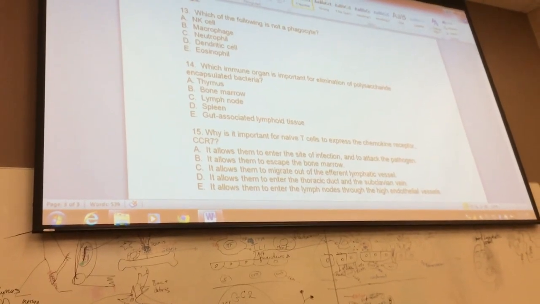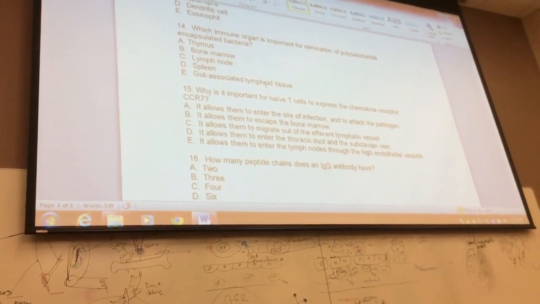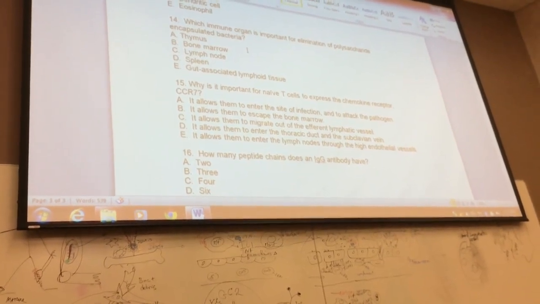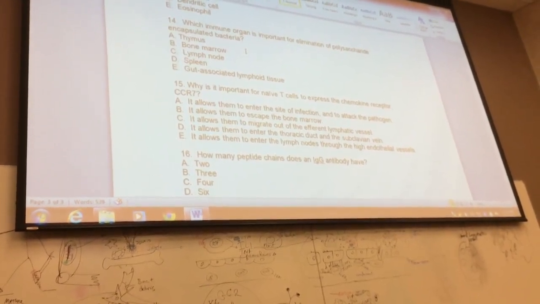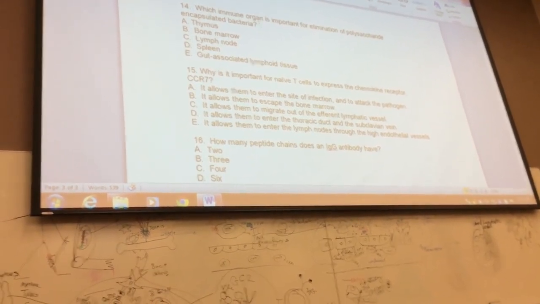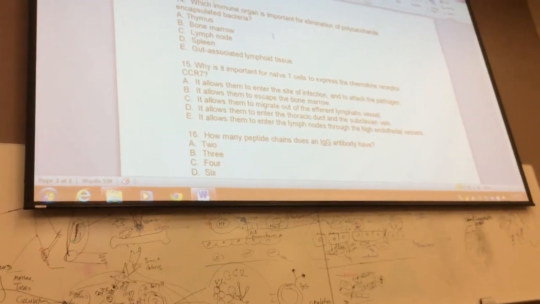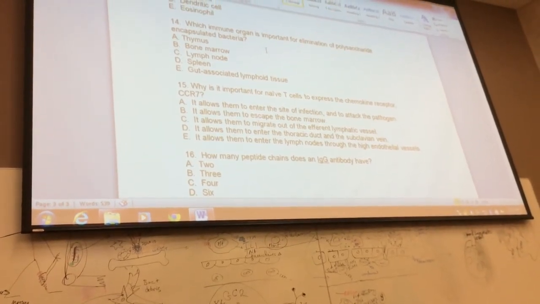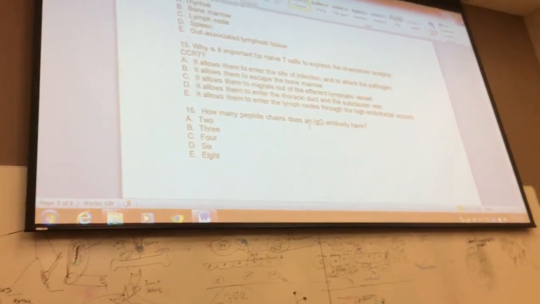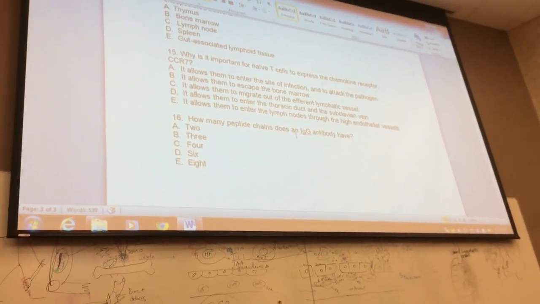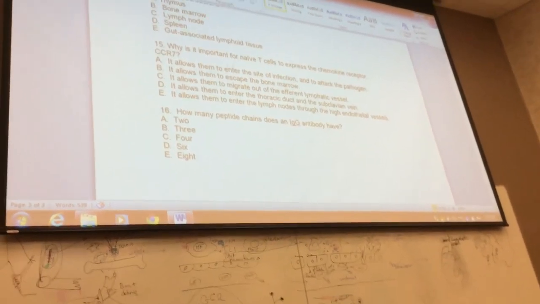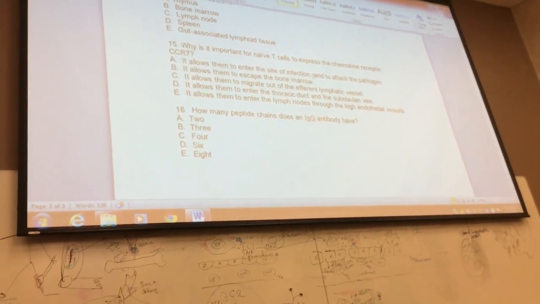Which organ is important for elimination of polysaccharide encapsulated bacteria? The spleen. We talked about that. Blood-borne pathogens. Dr. Miller is going to talk about that in probably great detail in the future. So spleen is the important organ for that. Why is it important for naive T cells to express the chemokine receptor CCR7? Is it because it allows them to enter the site of infection and attack the pathogen?